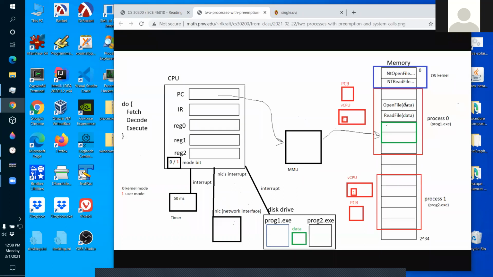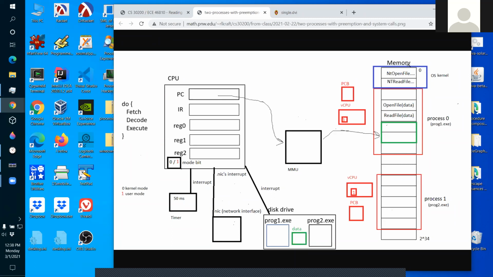So calling open file actually traps you into, in the case of Windows, the NT open file system call. You transition from user mode to kernel mode. You're running this code in the kernel, and the operating system notices that this is going to take a long time. You've asked me to open a file. I have to communicate with the hard drive. The hard drive takes a long time to spin up and to move the heads.